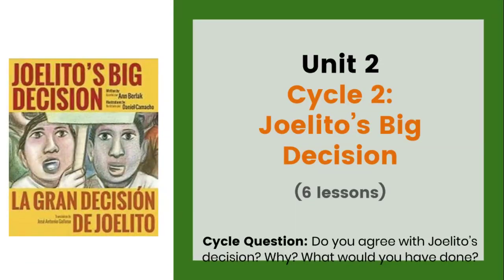In cycle 2, we are focused on Halito's big decision. And for this cycle, the question is, do you agree with Halito's decision? Why or why not? What would you have done if you were in his shoes?